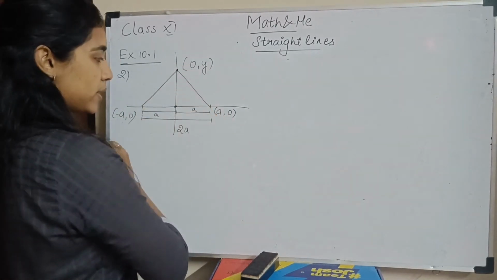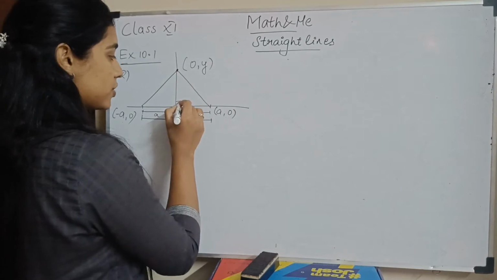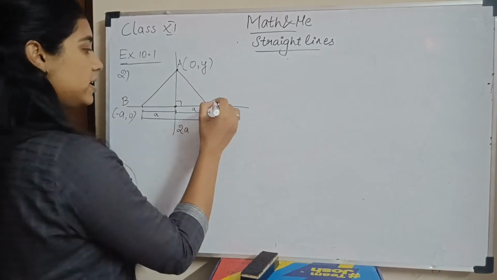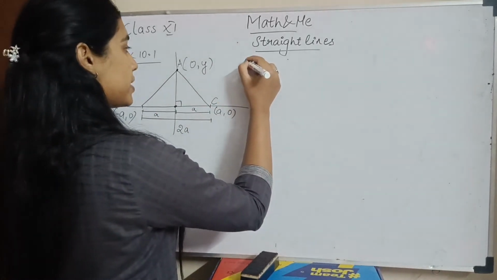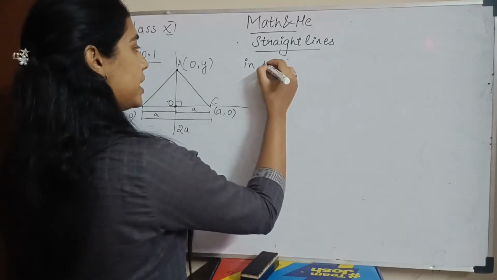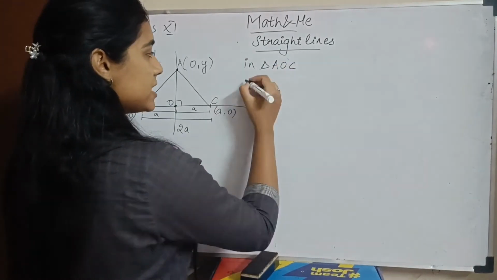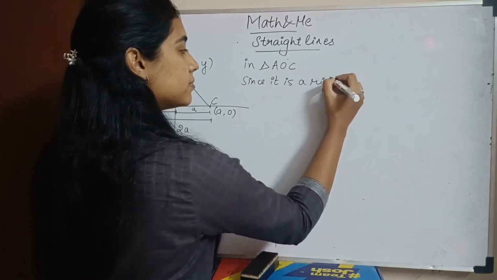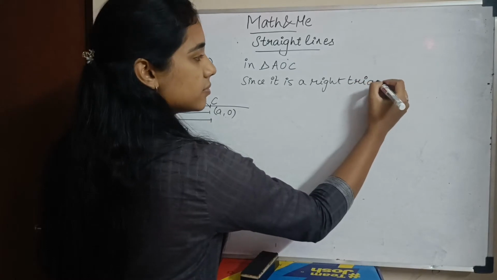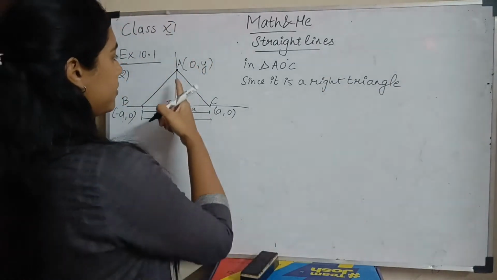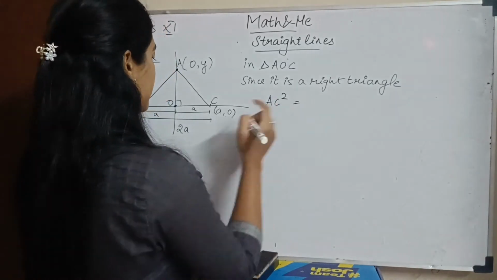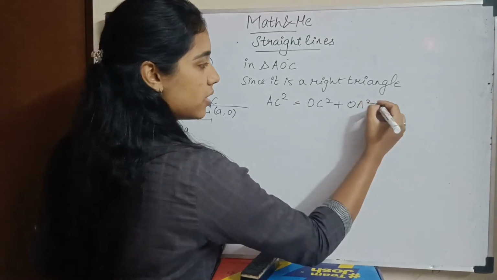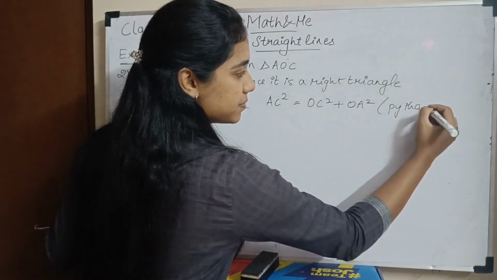So this is an equilateral triangle and this is the altitude. So this is 90 degrees. So you have, let us call it A, B and C. So, and the midpoint is O. So in triangle AOC, since it's a right triangle, we have AC square equals OC square plus OA square using Pythagoras theorem.